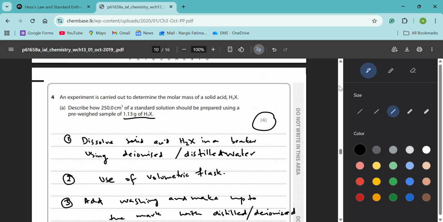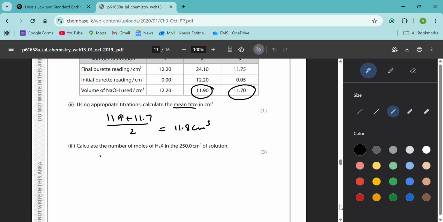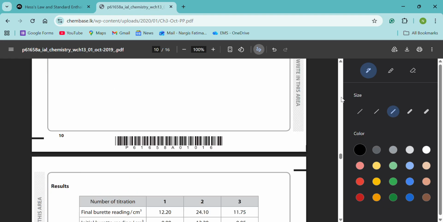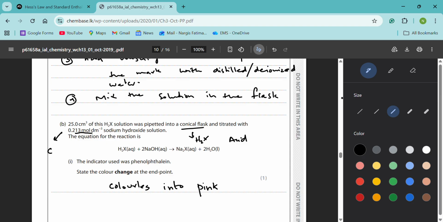You can also check from the start. So there is no concentration of acid given here, so you cannot find the number of moles from acid. So first you will find the number of moles of sodium hydroxide. Then you will look at the ratio. Look at the equation: 1 mole of acid reacts with 2 moles of sodium hydroxide. So the ratio is 1:2.